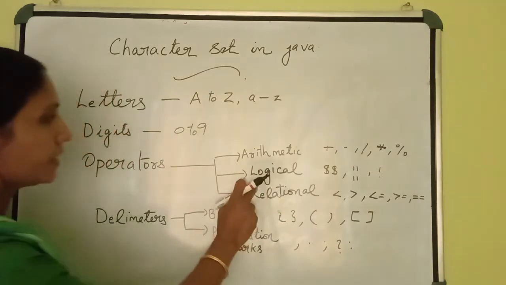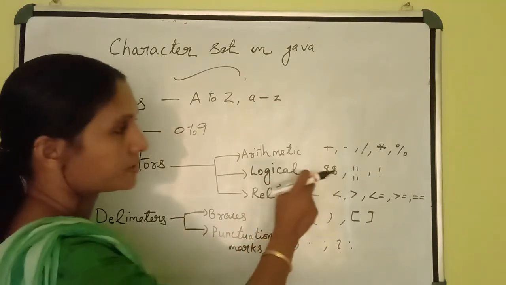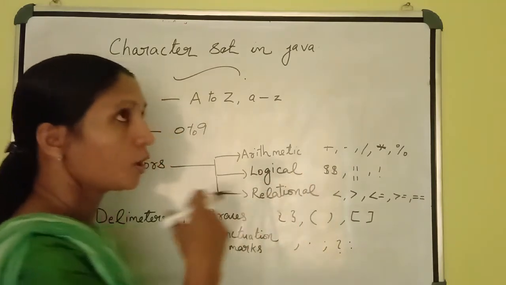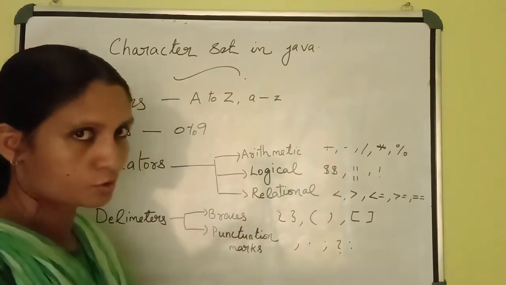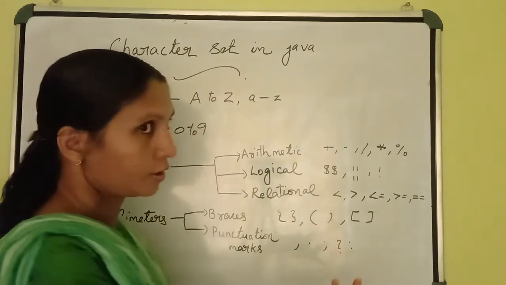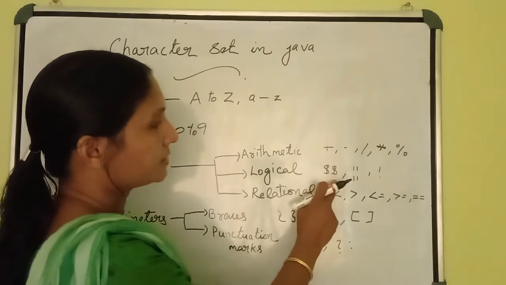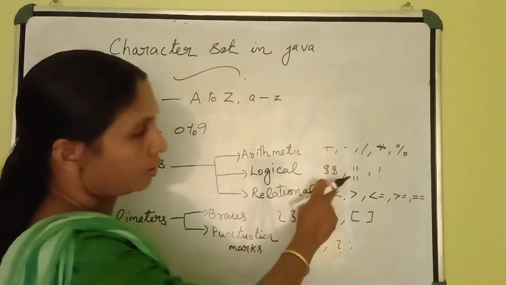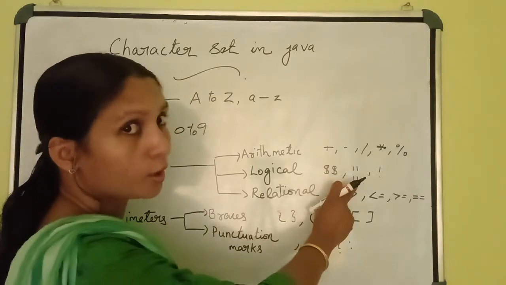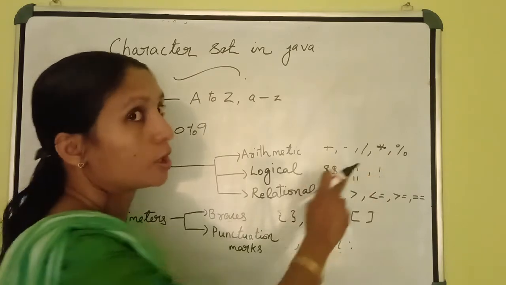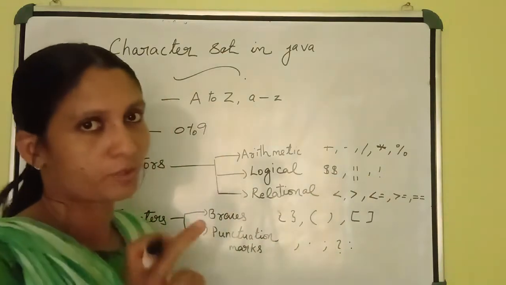Okay, and the next one is logical. Logical operators are used to check conditions, such as whether both are equal or not. This one represents the logical AND operator. This one represents the logical OR operator. This one represents NOT, as in not equal to.